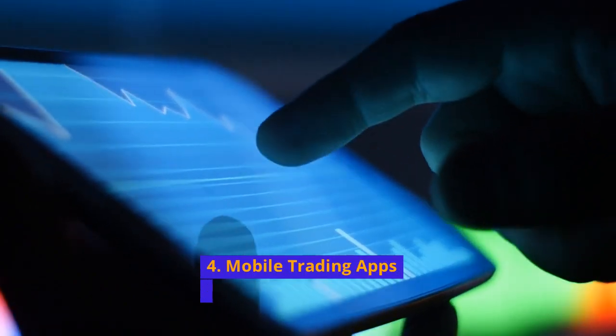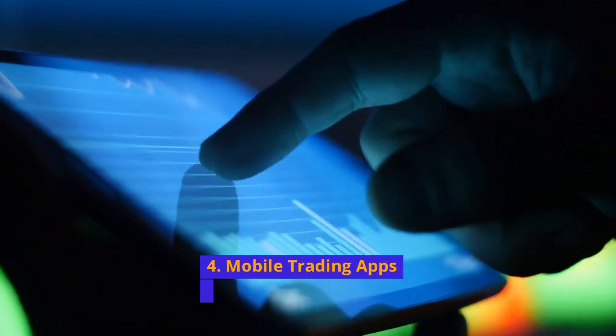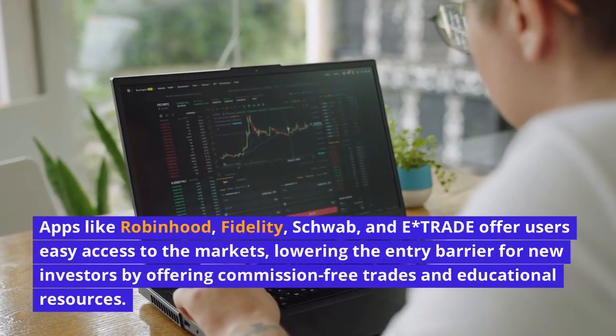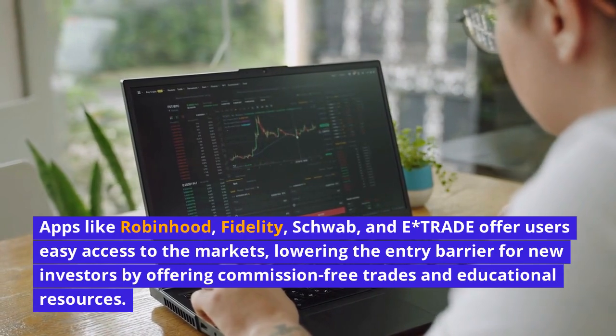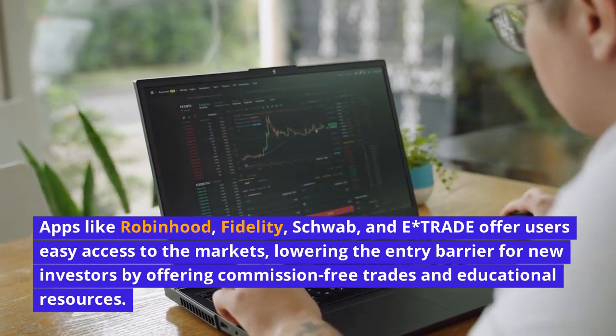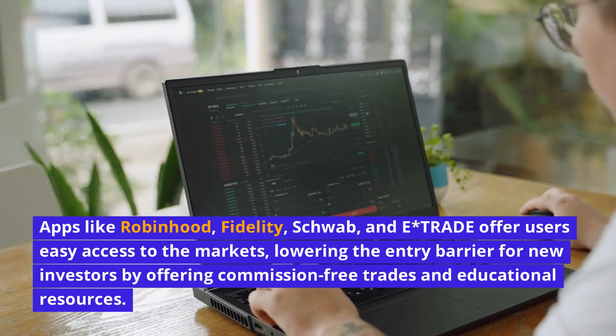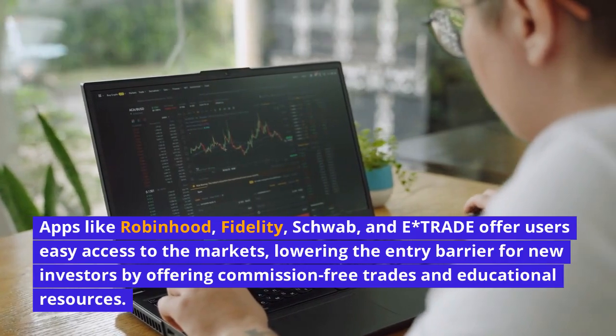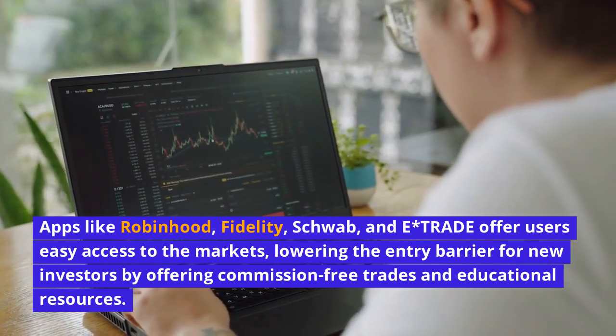4. Mobile trading apps. Apps like Robinhood, Fidelity, Schwab, and E-Trade offer users easy access to the markets, lowering the entry barrier for new investors by offering commission-free trades and educational resources.